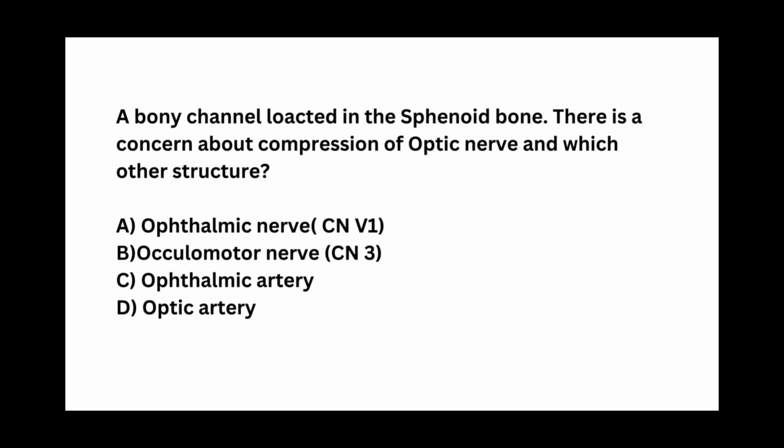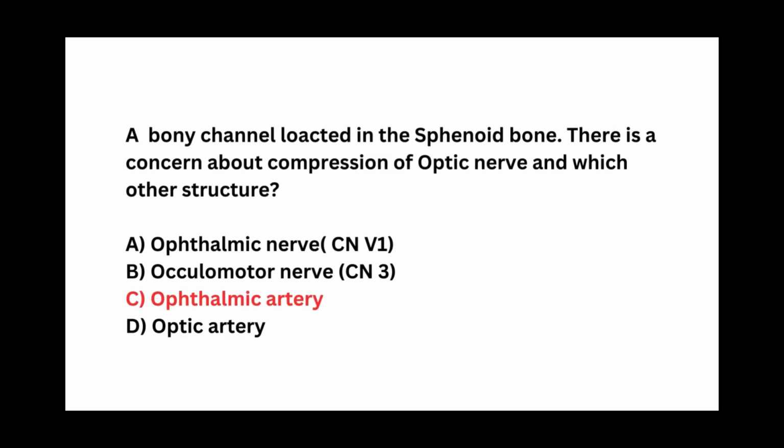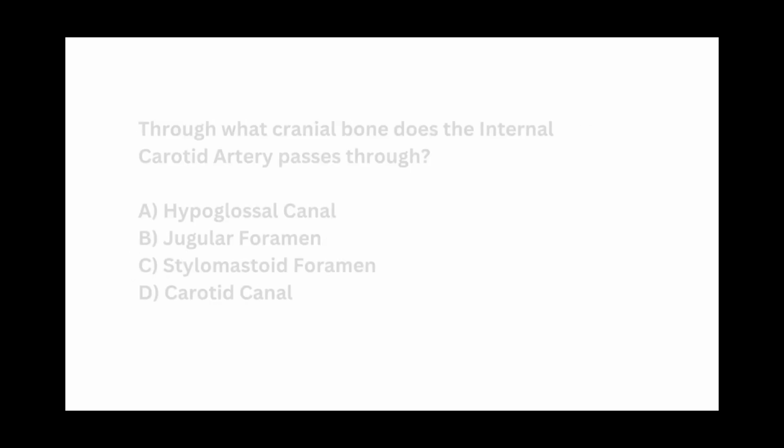As we know, a bony channel located in the sphenoid bone, first of all, what is it? Optic canal. So this is an indirect way of asking. The optic canal has what two structures? It's from O, so the optic nerve and the ophthalmic artery, and not the ophthalmic nerve.